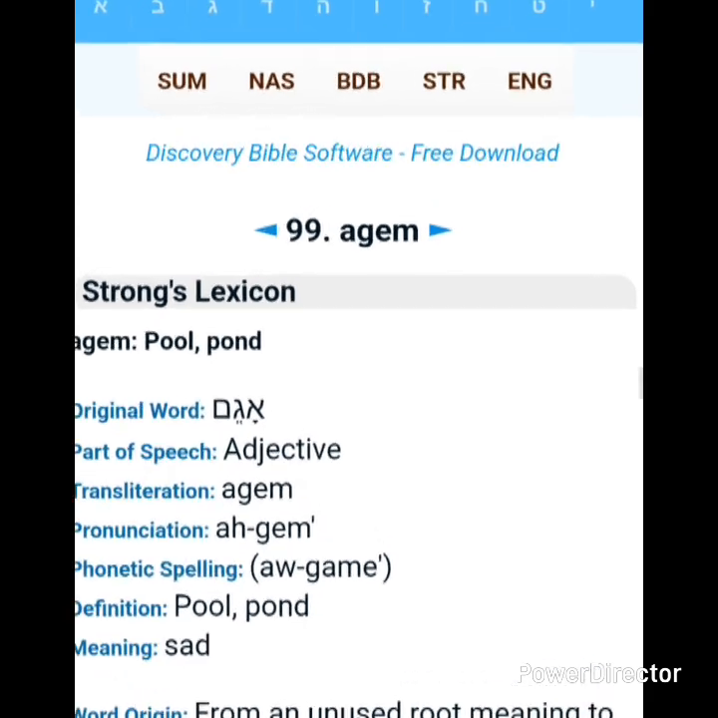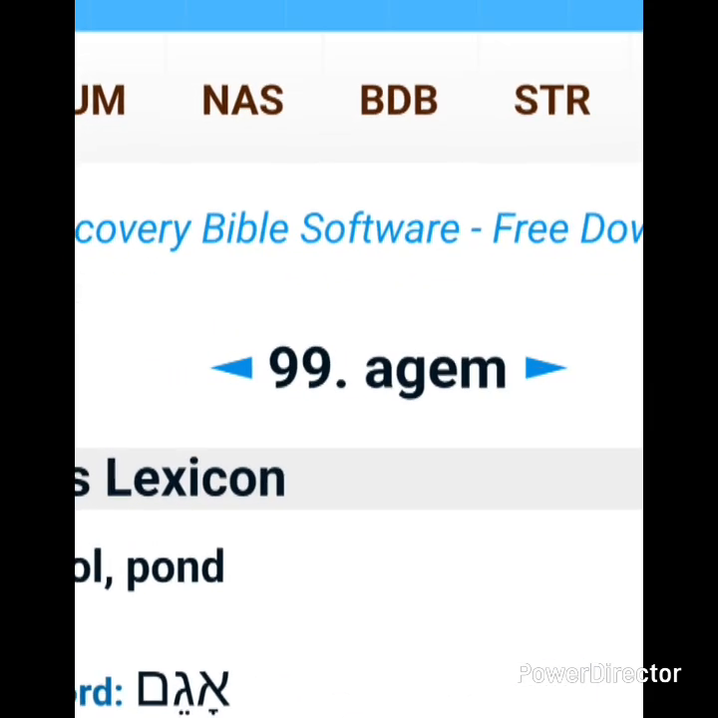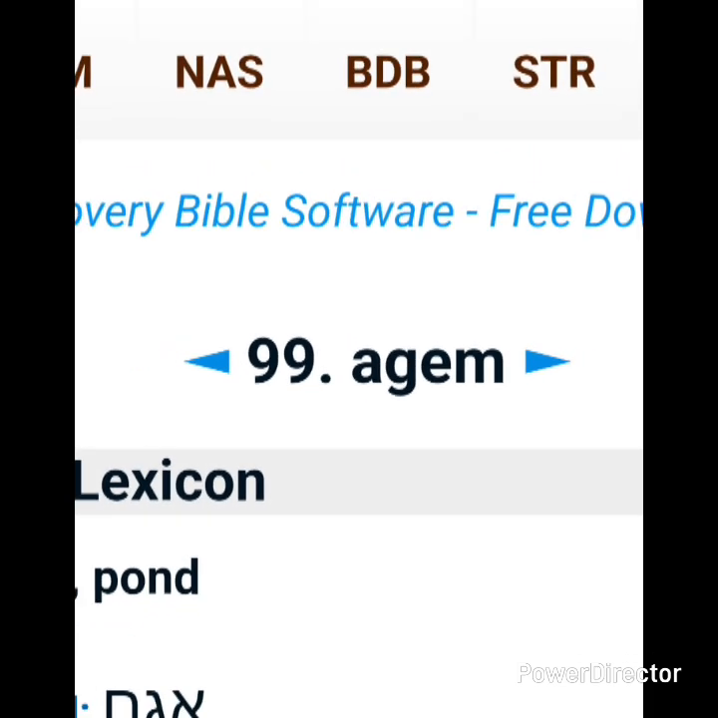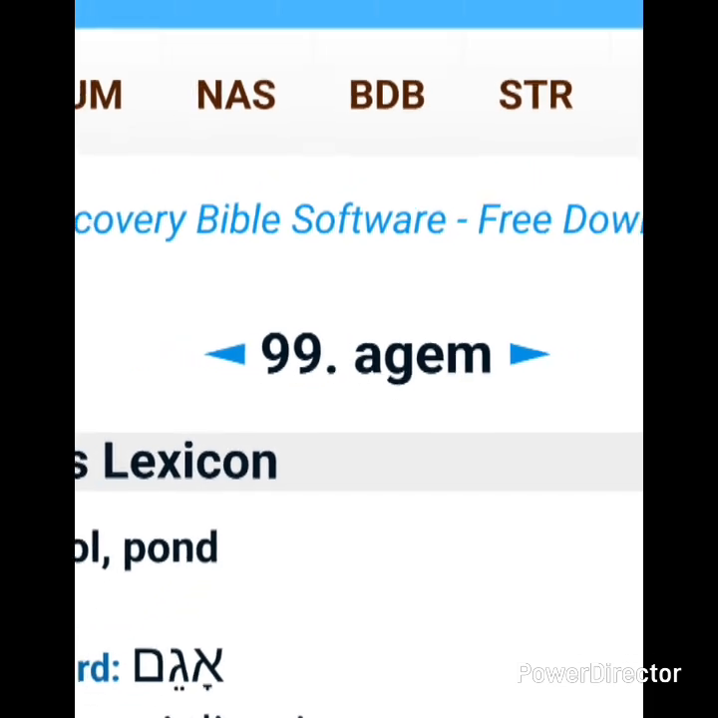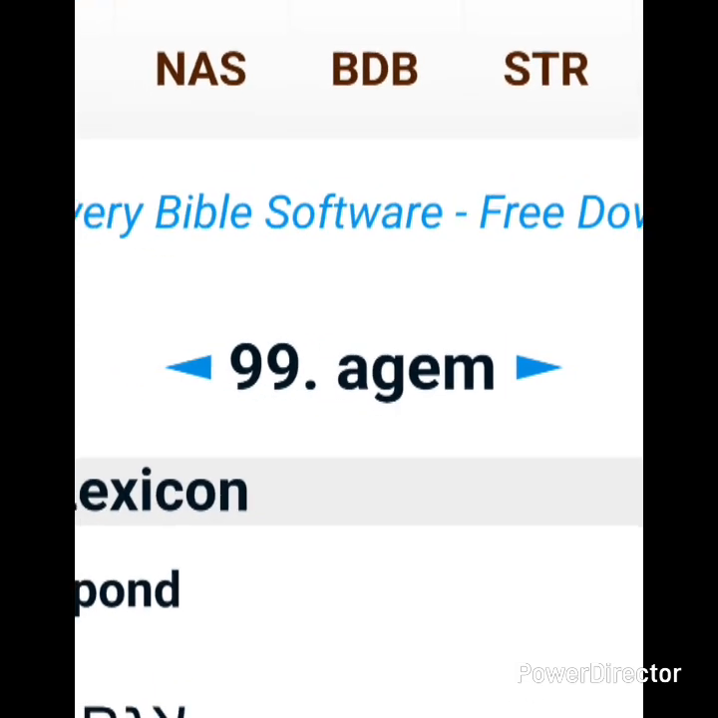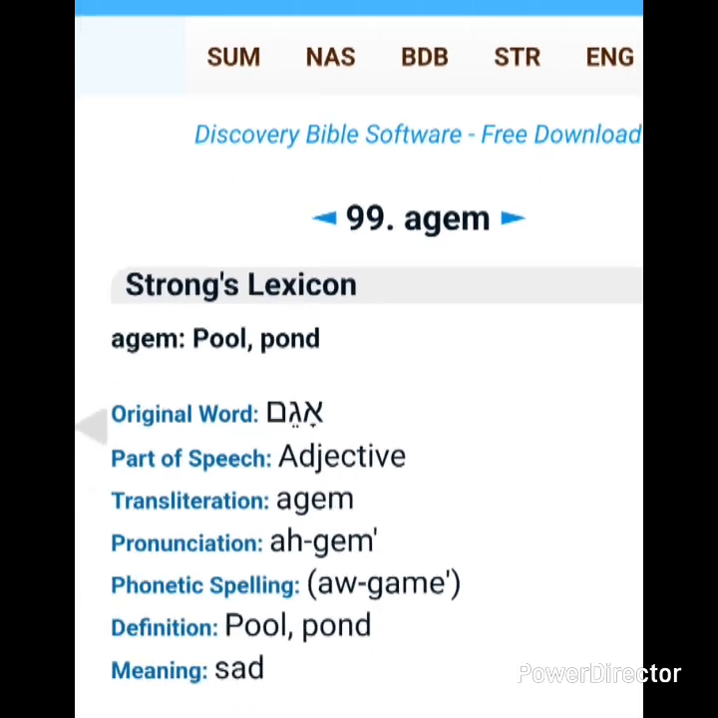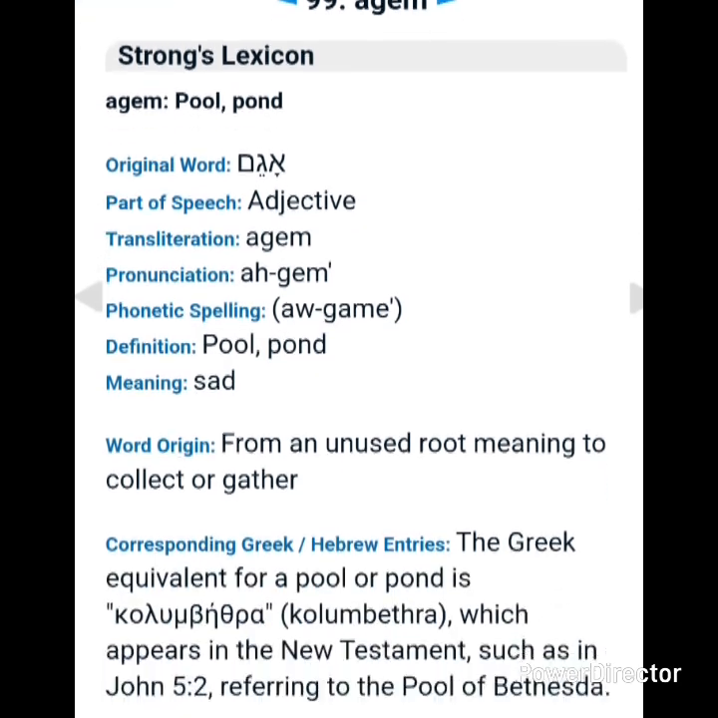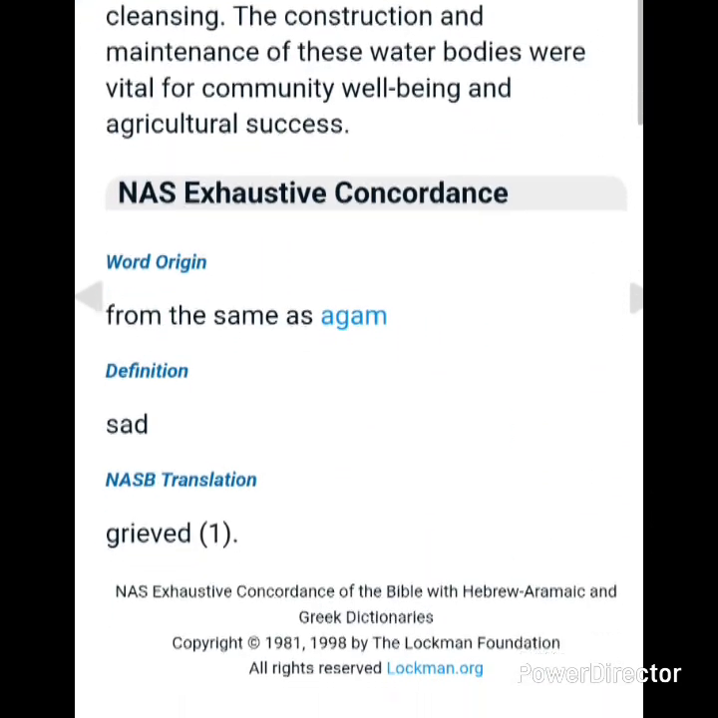The number 99 we know is rapture and judgment and ascension, right? Well, in the Strong's Concordance, it's the word a gem, right? Now, you see the gem there? That's interesting because gematria, right? And this is in the Hebrew, and look at what it means. It means pool or pond, and then also sad. But look, from an unused root meaning to collect or gather. Now check this out. Let me show you something really amazing.